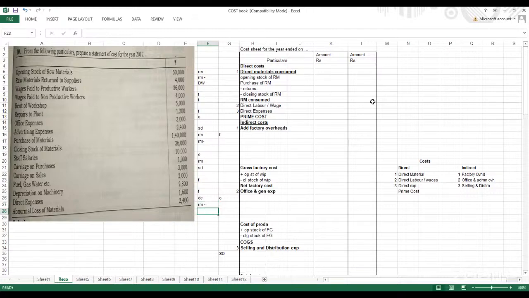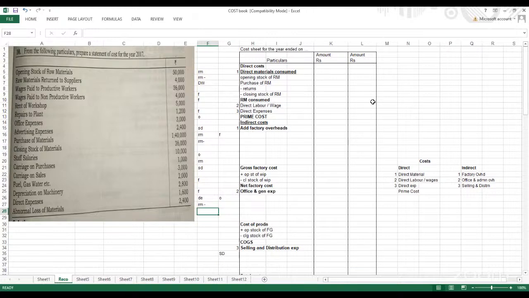Should I repeat again? Okay, I'll repeat the markings. Opening stock of raw material will go to direct material consumed or raw material consumed, so marking will be RM. Clear? Then raw material returned to suppliers, so minus from raw material. So again RM minus.